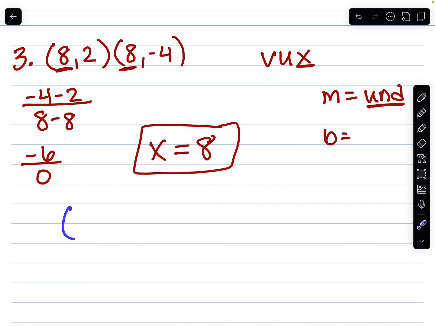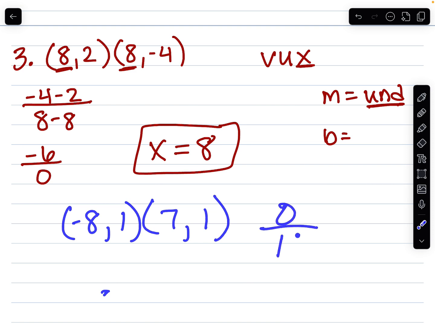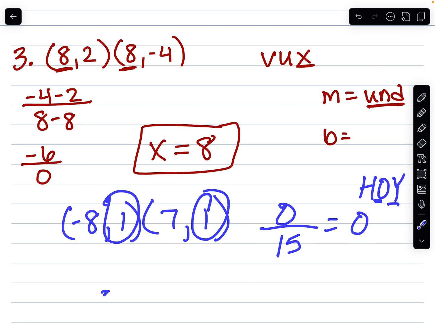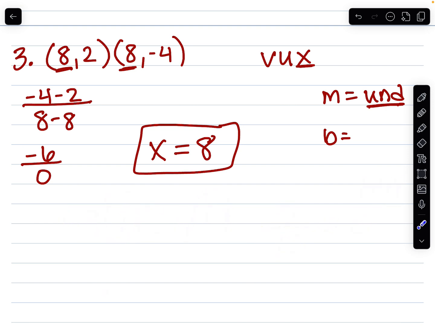So same thing like if you had this as your ordered pair. What do you notice about these two? What's the same? Y. So what do you think your answer would be here? Y equals 1. Because when you find the slope on this, you're going to get 0 over like 15. So your slope is 0, which is where we would use hoy, right? Slope of 0. So y is just going to be equal to 1. Okay? Not bad, yes? Okay. All right.